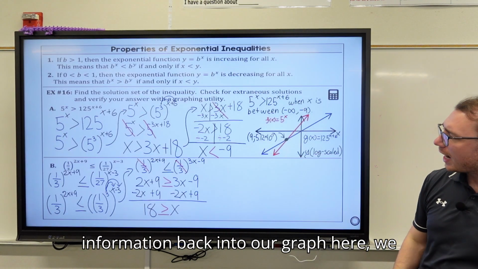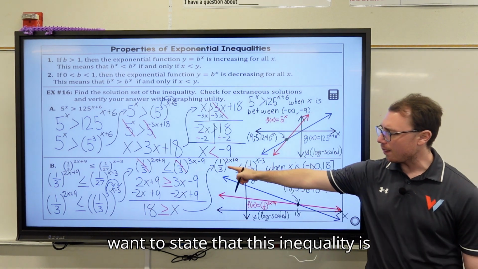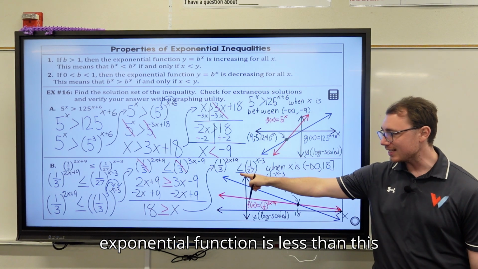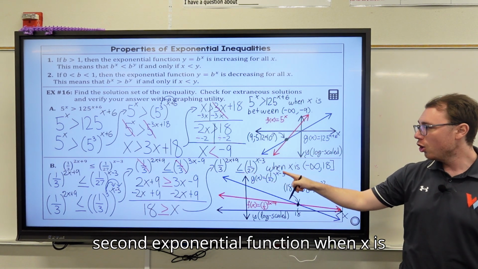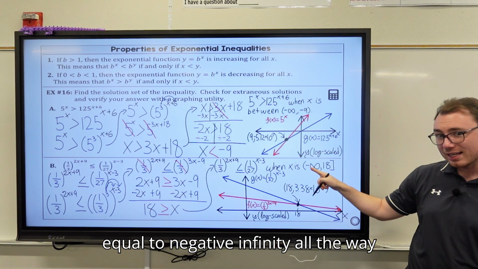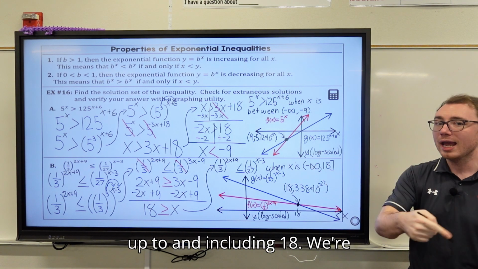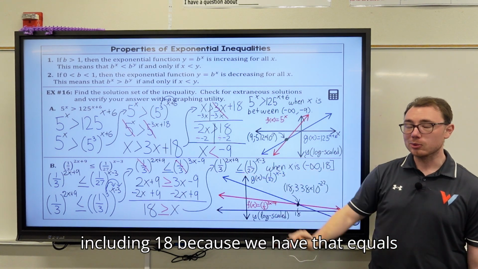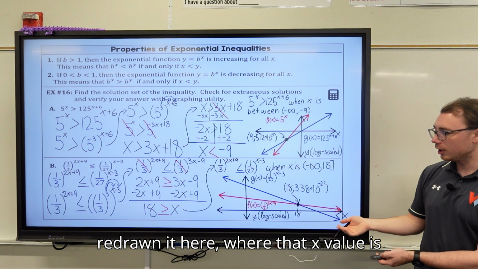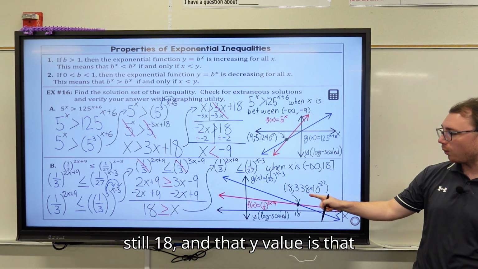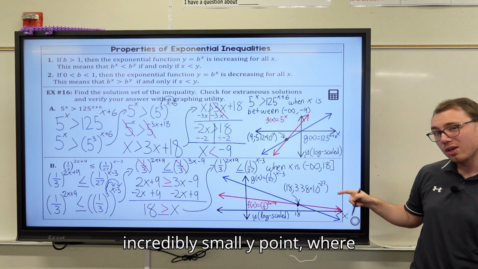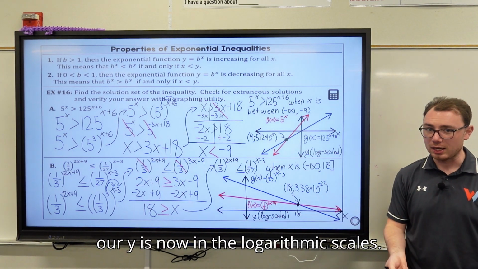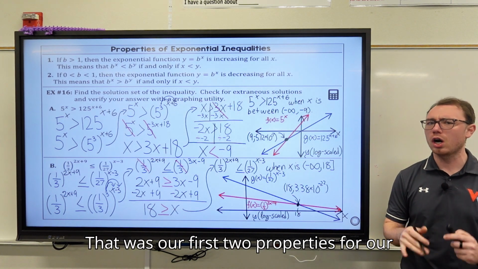When we bring this information back into our graph here, we want to state that this exponential function is less than this second exponential function when x is equal to negative infinity all the way up to and including 18. We're including 18 because we have that equals underneath our inequality there. We're redrawing it here where that x value is still 18 and that y value is that incredibly small y point, where our x is still in a linear form and our y is now in logarithmic scales. That was our first two properties for our exponentials.